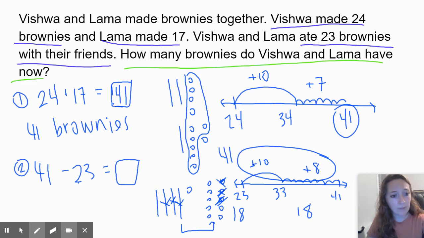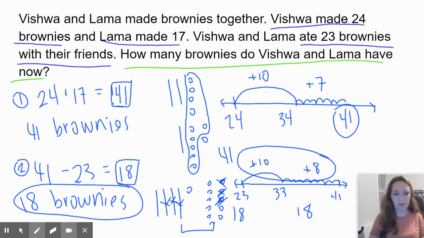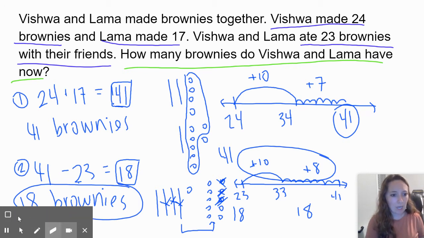Okay, now we can label our answer. How many brownies did they have left? Or do they have now? 18 brownies. 18. And I can circle my difference. 18 brownies. Awesome. Moving right along.